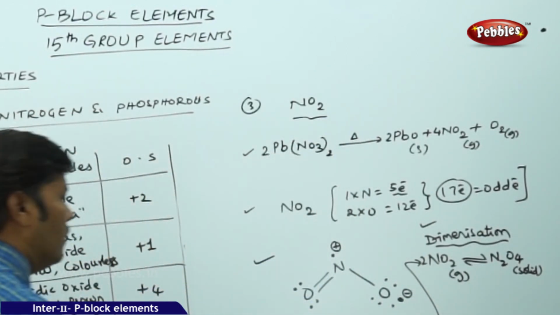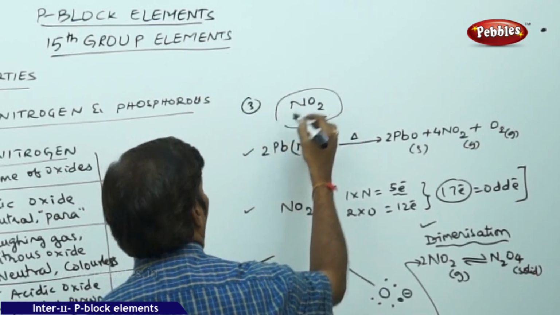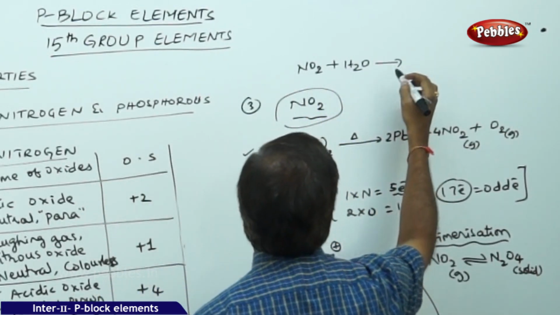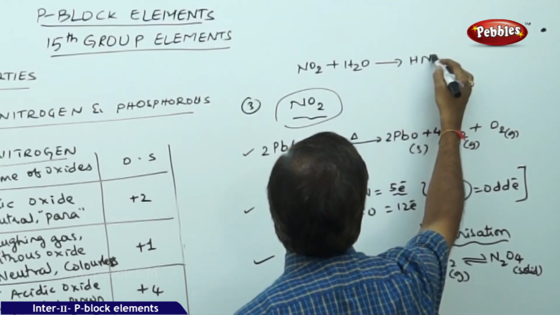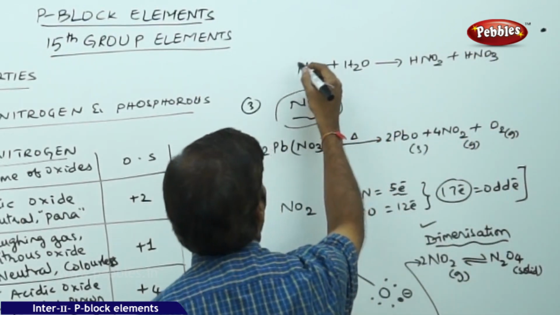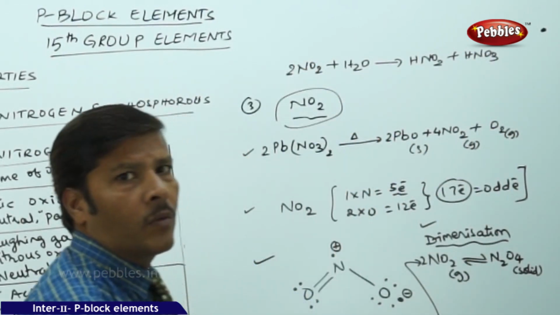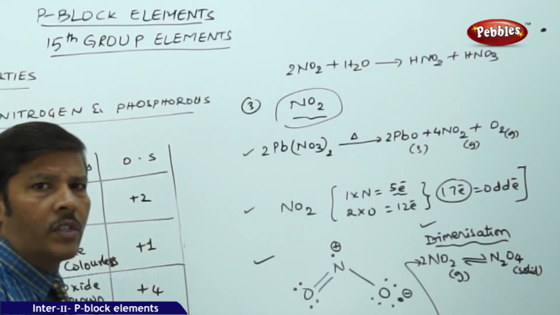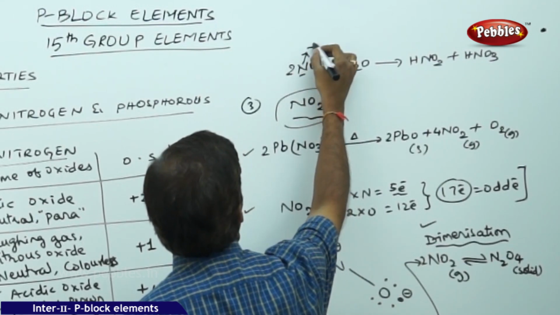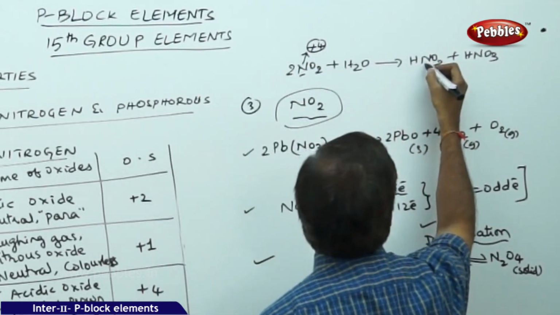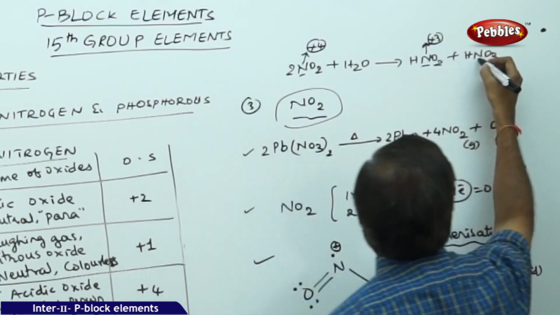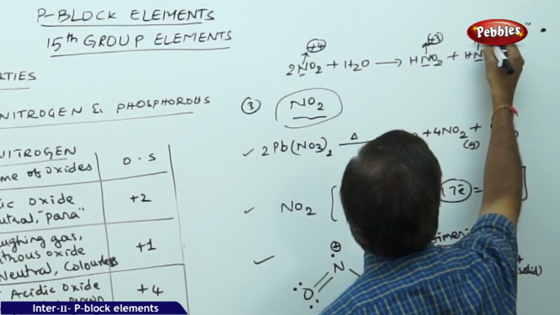And one more important point you have to gather here: if you hydrolyze nitrogen dioxide, it is going to give HNO2 plus HNO3. So you take 2 molecules of nitrogen dioxide. What is the oxidation state of nitrogen in nitrogen dioxide? Here it is plus 4, and in nitrous acid the nitrogen is plus 3, and here the nitrogen is in the plus 5 oxidation state.